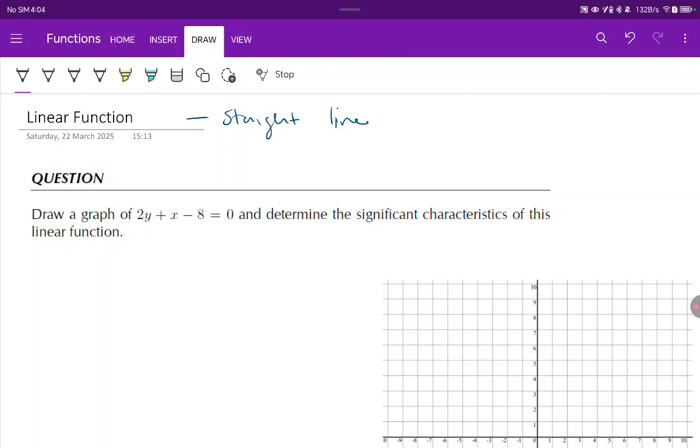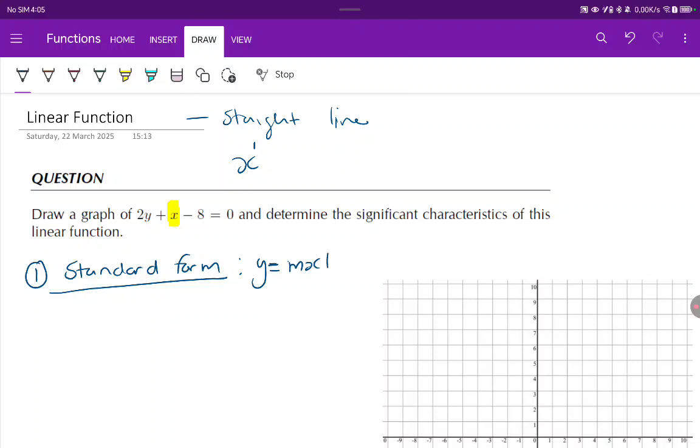And we know that this is a straight line graph because x has the power of 1. Over here's our x, its highest exponent is 1, therefore it's a straight line graph. The first thing we need to do to answer this question, in other words, to sketch the graph, is write this equation in standard form. Standard form refers to the form y equals mx plus c.